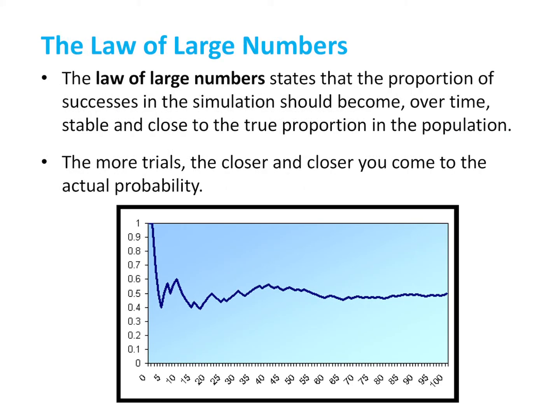So when we do this, we have something called the law of large numbers. The law of large numbers states that the proportion of successes in the simulation should become, over time, stable and close to the true proportion of a population. Again, the more trials, the closer and closer you come to the actual probability.